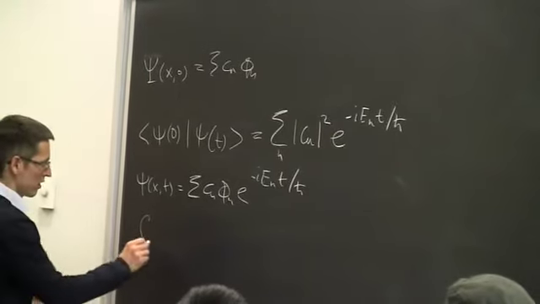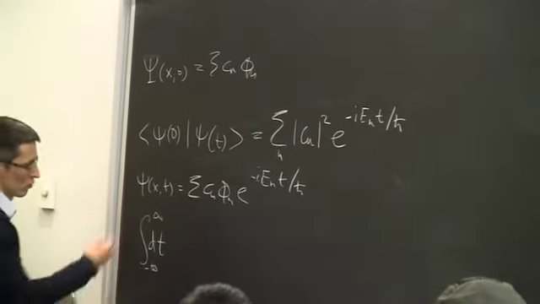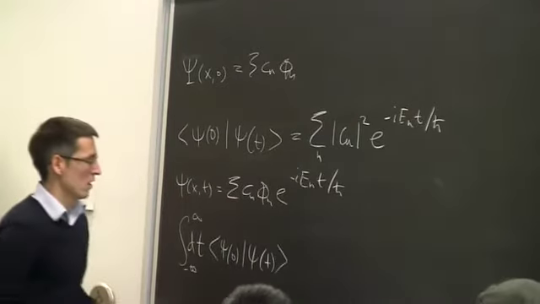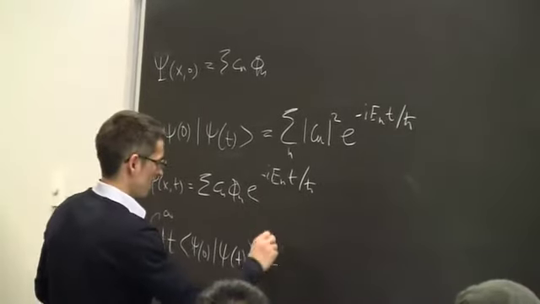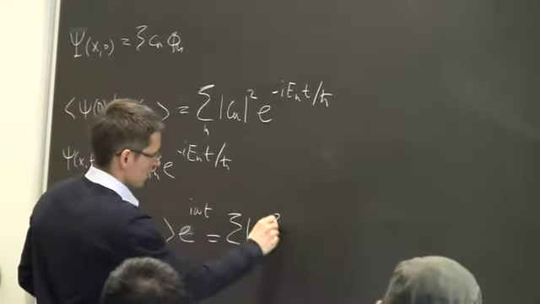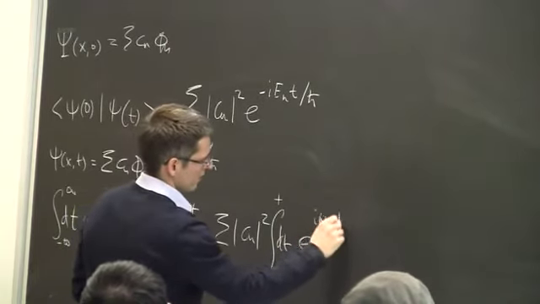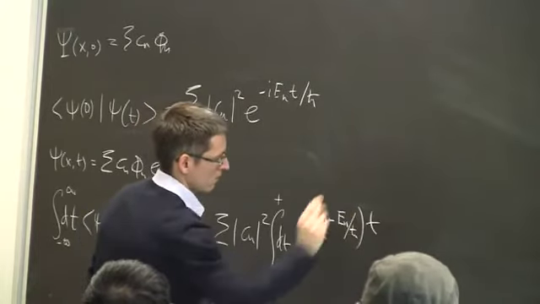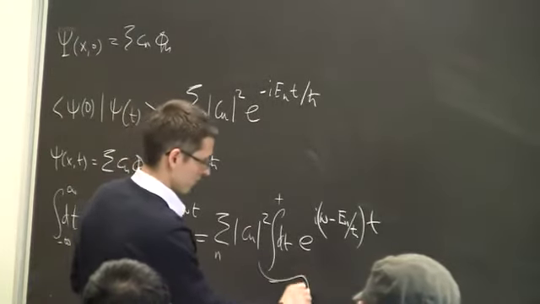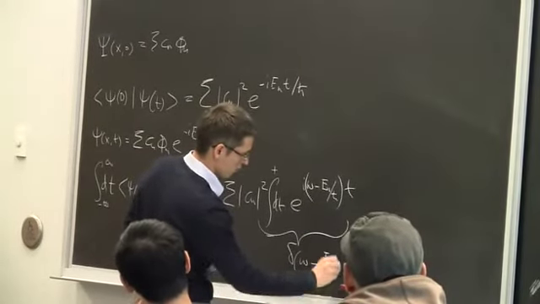Then if you take the Fourier transformation in time, from 0 to infinity, or technically from minus infinity to plus infinity, of this overlap of psi at 0 and psi at t, with the exponent of i omega t, then it's a sum over n of Cn squared times the integral of the exponent of i times omega minus En over h bar, times t. And this integral is just a representation of a delta function, a delta function at omega minus En divided by h bar.